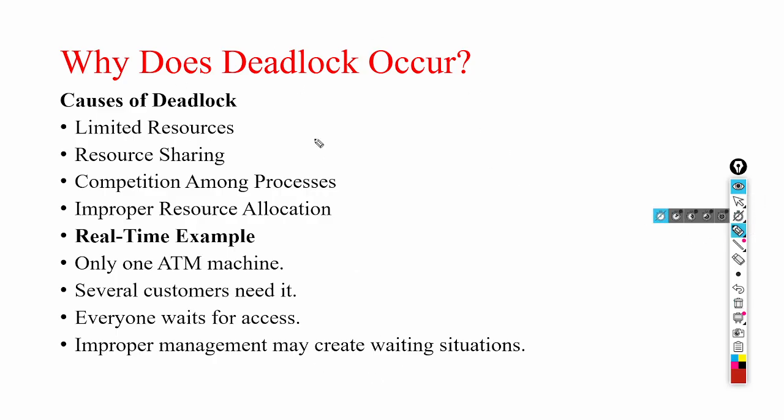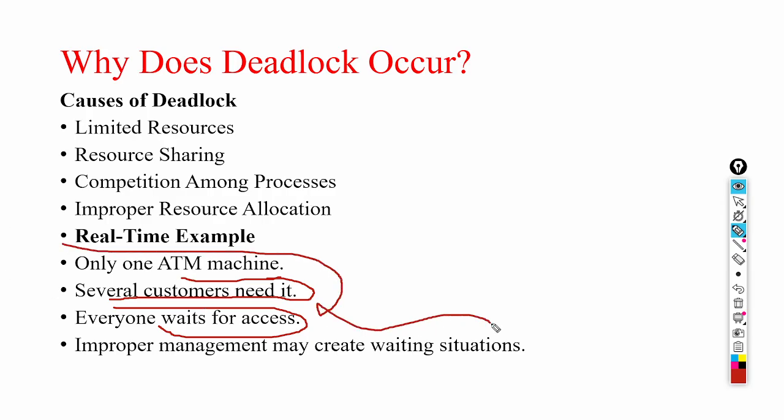Imagine there is only one ATM machine. Several customers want to use the ATM machine, so everyone waits for access. Then improper management may create waiting situations. This situation we call a deadlock. In particular, this type of situation leads to a deadlock.